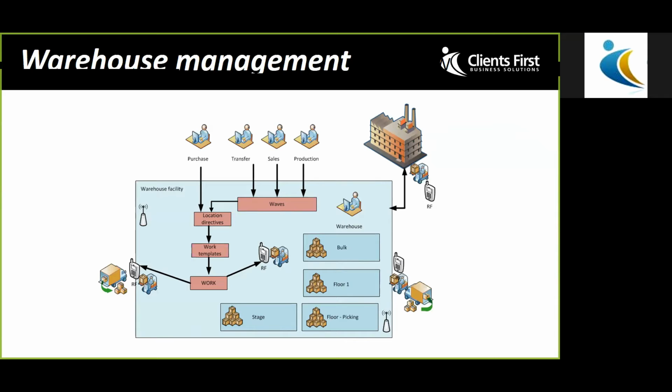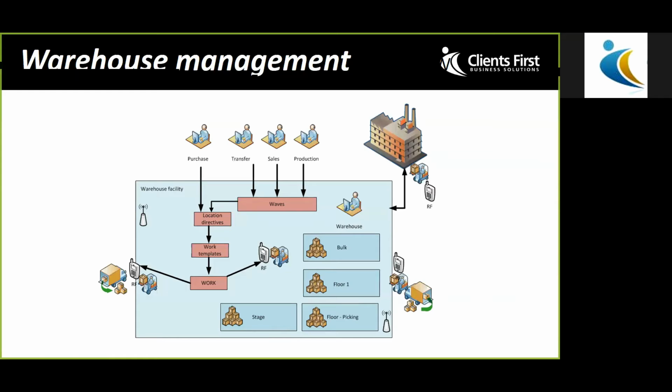Of course, these location directives can be much more complicated and specialized for each company, as well as by item or item group. Now, location directives build work based on work templates, and the work itself is what actually goes to the handhelds or the mobile device and tells the warehouse people what needs to be done.